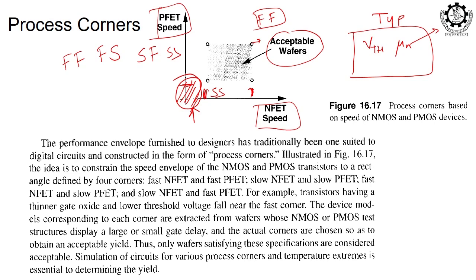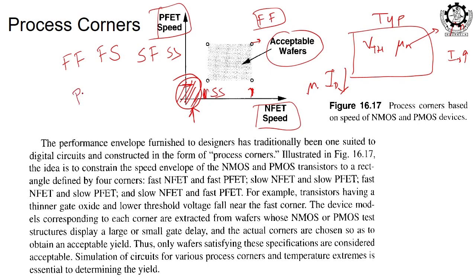Suppose you have designed and cross checked your design for this corner only, and after fabrication you found that your mobility is quite fast. Fast means higher value. If mu n is higher, ID will also be higher, or suppose your mu n is less, so ID will also be less. So, accordingly your performance will vary.